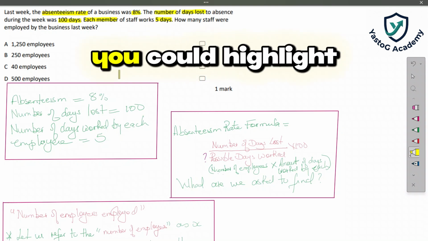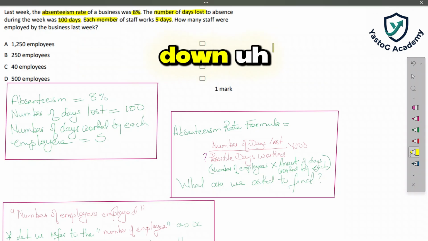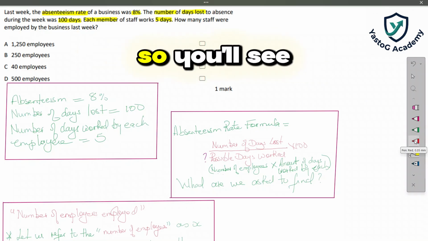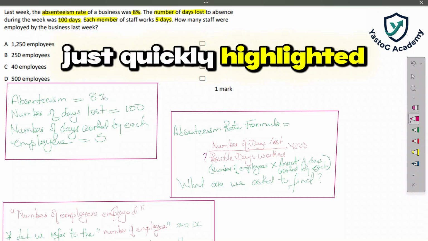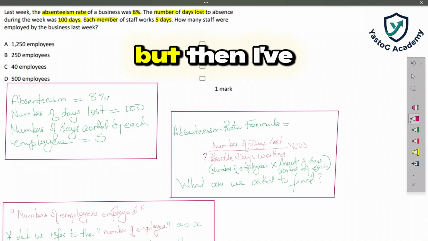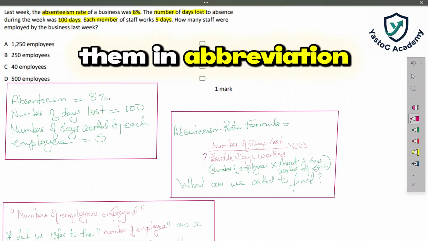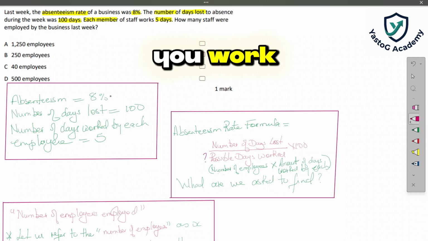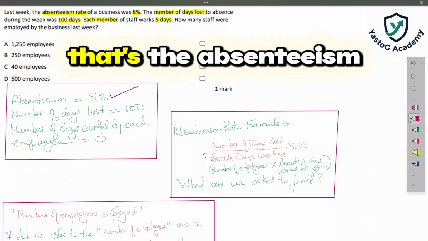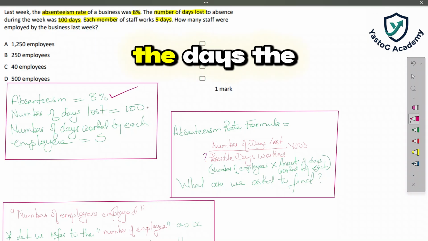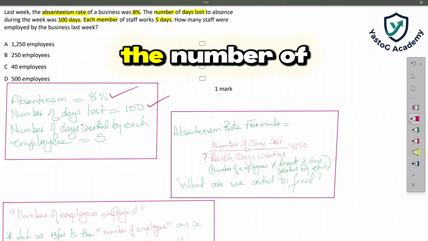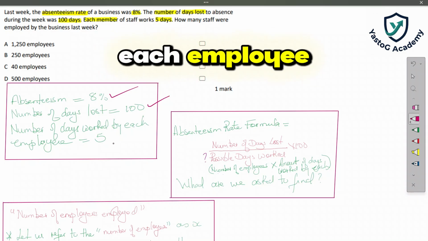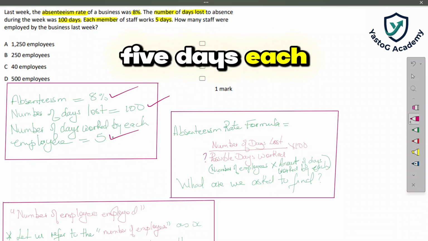So what I've done, you could highlight or quickly scribble down the key points. You'll see I've quickly highlighted those key areas, and then jotted them down. You could use abbreviations, but it all depends on how you work. So just to look at the key points again: 8%, that's the absenteeism rate. The number of days lost, 100 days. The number of days worked by each employee, 5 days each.